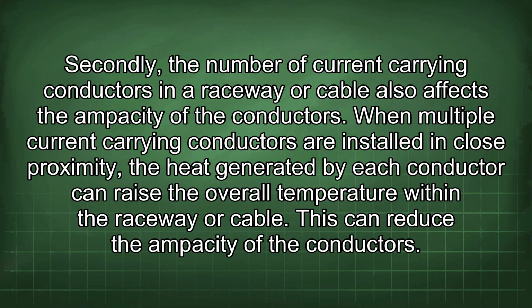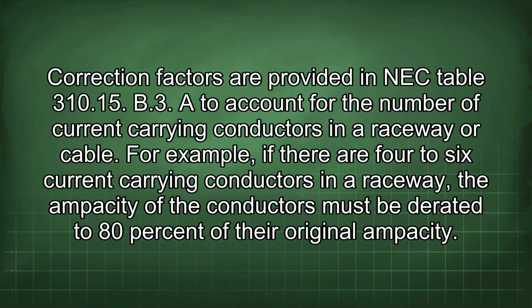Secondly, the number of current-carrying conductors in a raceway or cable also affects the ampacity of the conductors. When multiple current-carrying conductors are installed in close proximity, the heat generated by each conductor can raise the overall temperature within the raceway or cable. This can reduce the ampacity of the conductors. Correction factors are provided in NEC Table 310.15(B)(3) for the number of current-carrying conductors in a raceway or cable. For example, if there are 4 to 6 current-carrying conductors in a raceway, the ampacity of the conductors must be derated to 80% of their original ampacity.